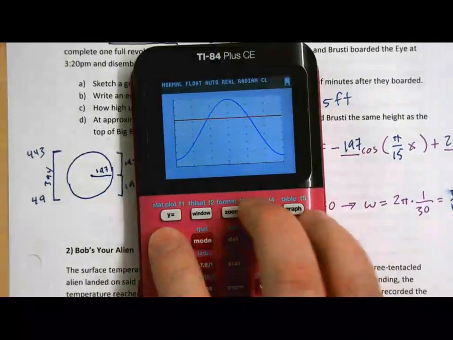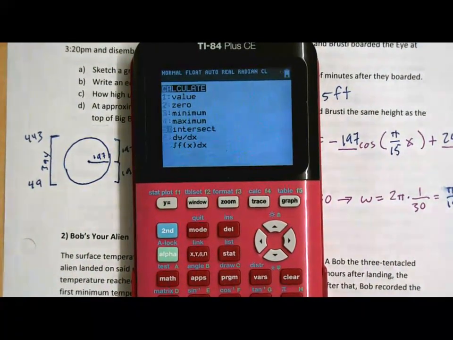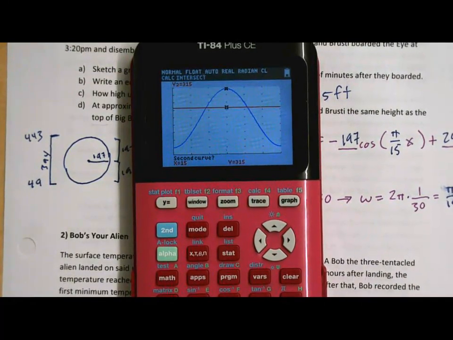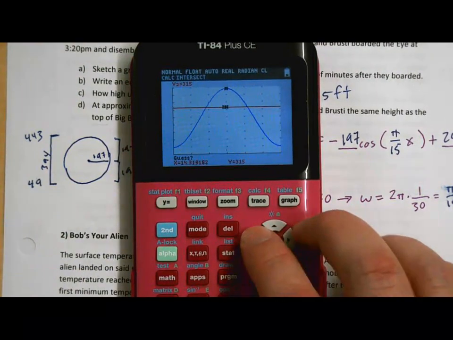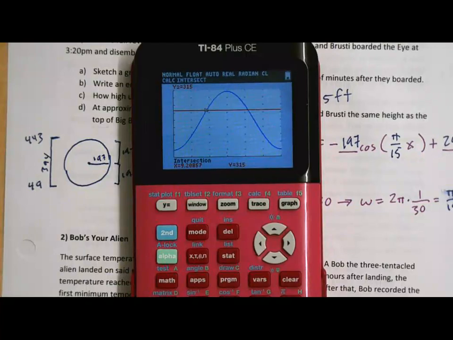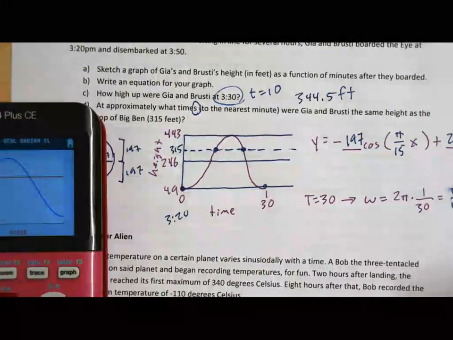So I don't know what you mean by substitution. How about intersect? It's going to ask you for a first curve. I'm on the sine, that's my first one. Second curve is my horizontal line. My guess, I need to move my cursor over close to this. And you should be getting about 9.2 minutes. So that's about 9 minutes after they started, which would be about 3:29.